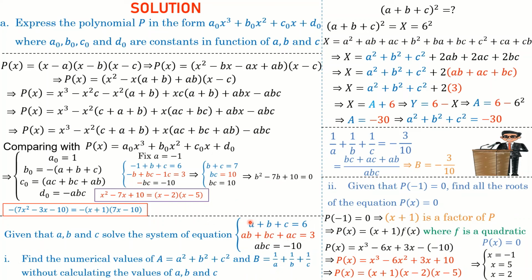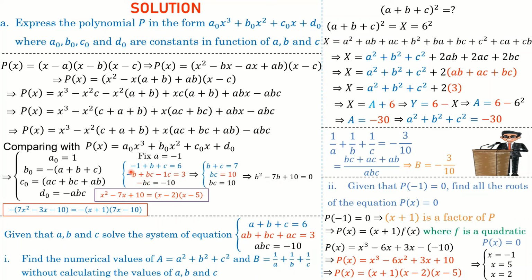We fix a to be negative 1, we have negative 1 plus b plus c equal to 6. Then ab, negative 1 times b is negative b, plus bc. Now negative 1 times c is negative c, then equal to 3. And abc, we have negative 1 times bc, which is negative bc, equal to negative 10. Alright, so from here we can add 1 on both sides to get b plus c to be 7.